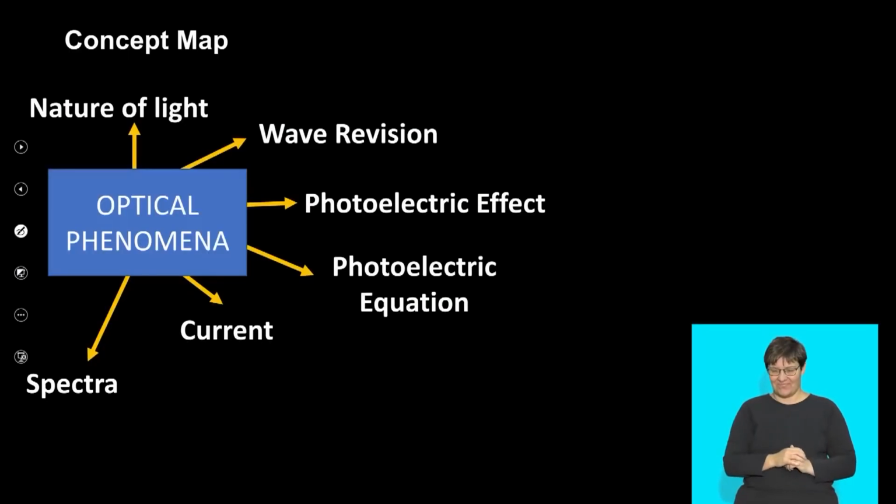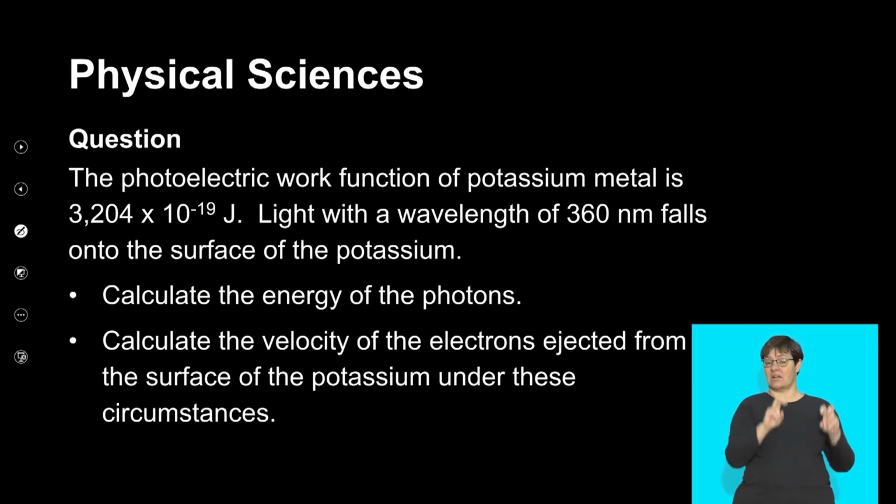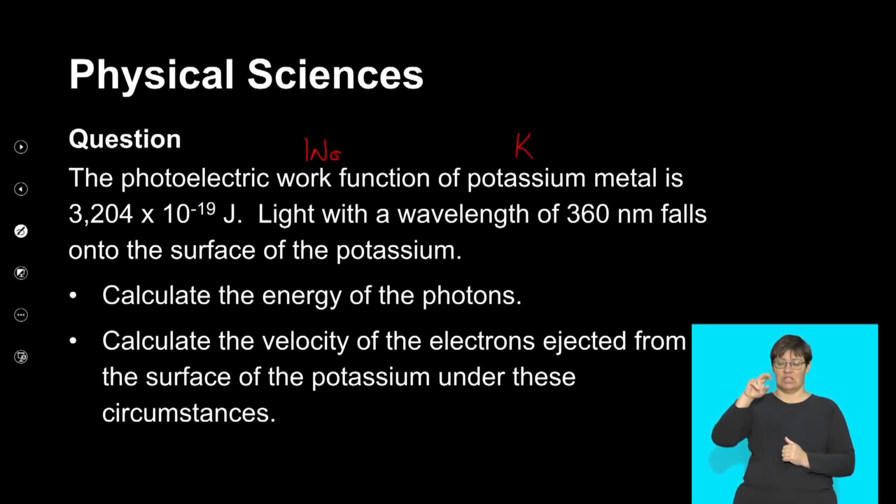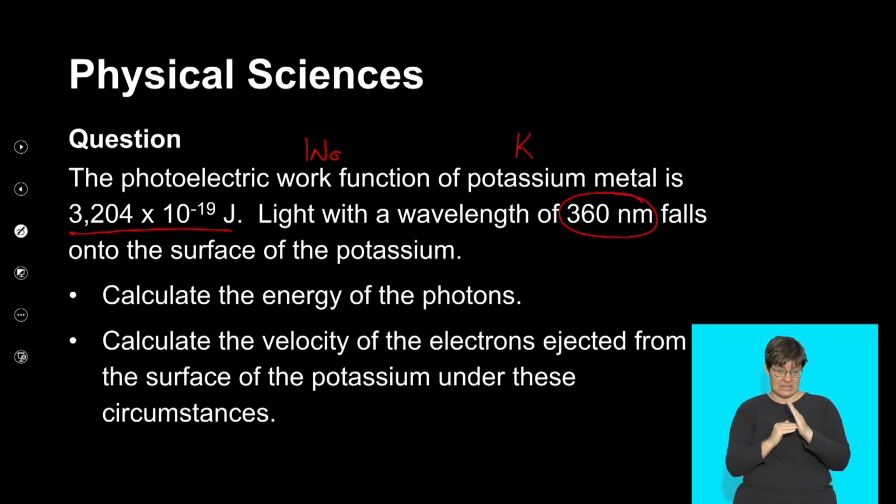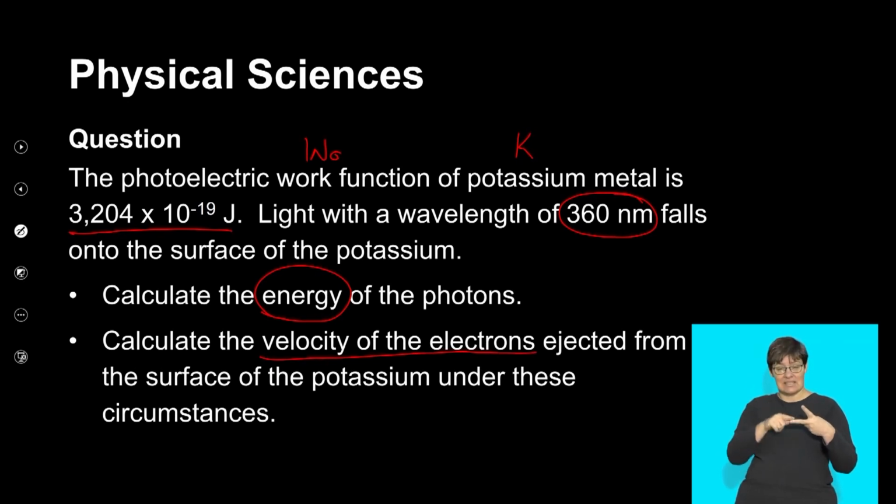So let's see. Here we go. The photoelectric work function of potassium metal. What they're giving me here is W0, and it's potassium, so it's K, is 3,024 times 10 to the minus 19 joules. They're doing something a little different. They're saying light of wavelength 360 nanometers falls on the surface of the potassium. So the first thing they ask us is, what is the energy of the photons? Secondly, what is the velocity of the electrons ejected from the surface of the potassium?